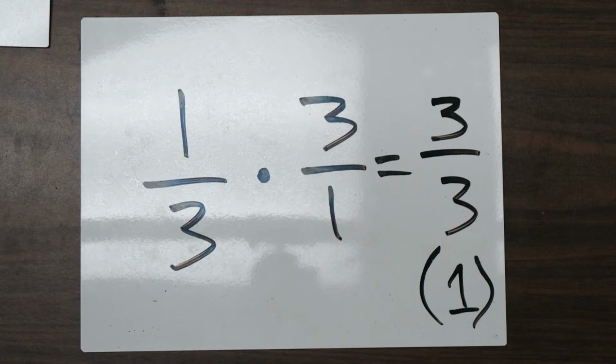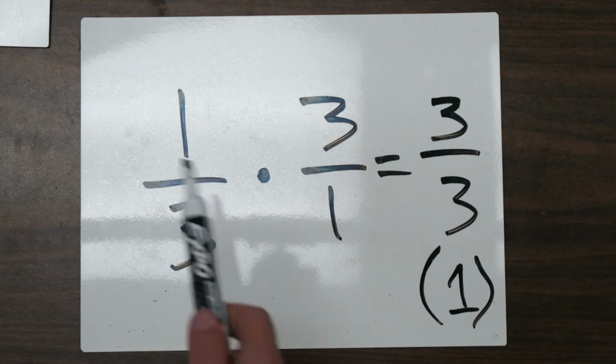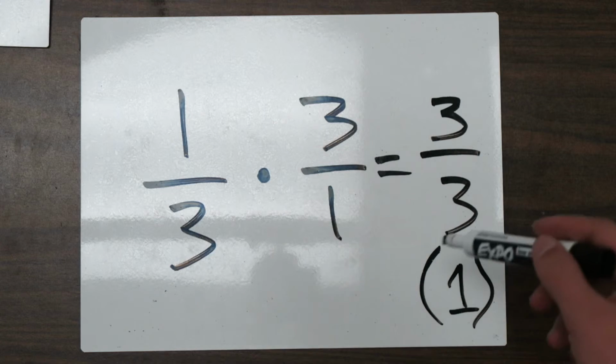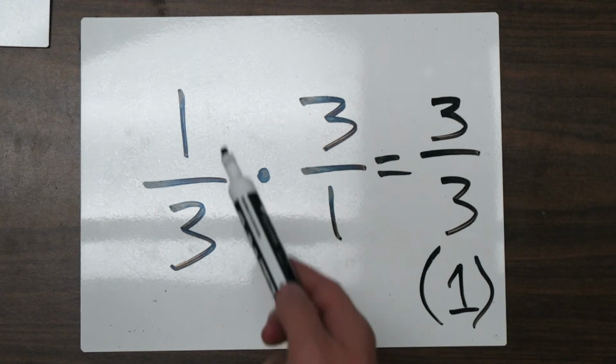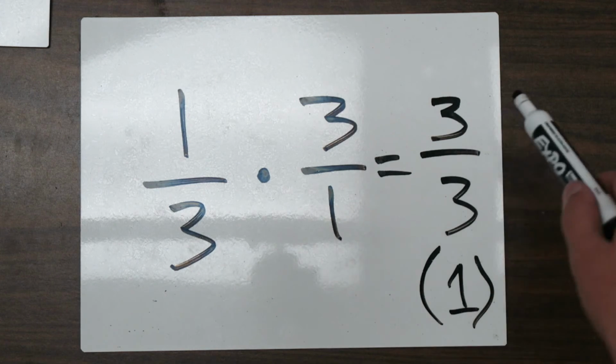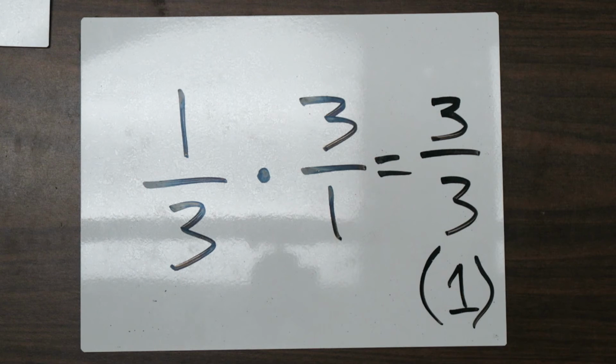The cool thing about reciprocals is that anytime I multiply them by each other, for example 1/3 and its reciprocal, which is 3/1, my answer is always going to equal 1. We can see that here. 1 times 3 is 3, 3 times 1 is 3, and any fraction where the numerator and the denominator are the same is equivalent to 1 whole.